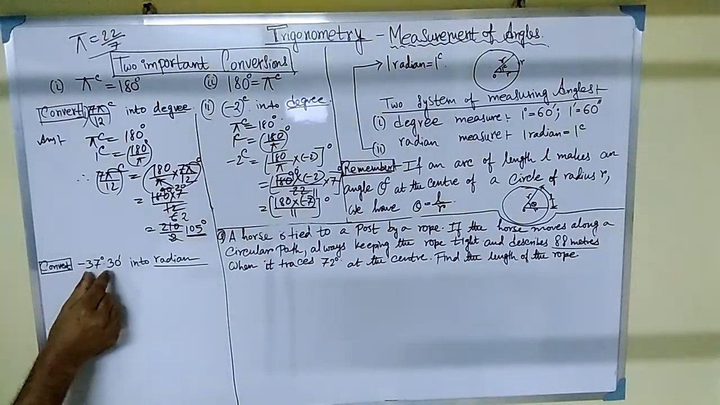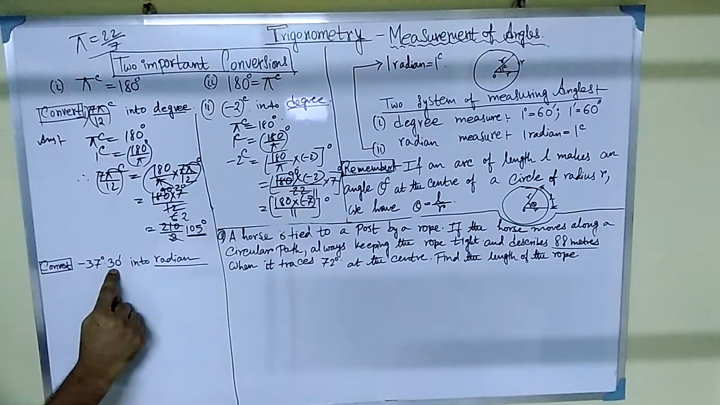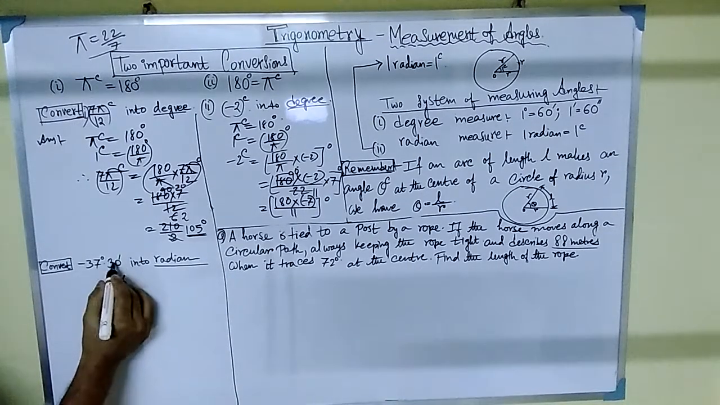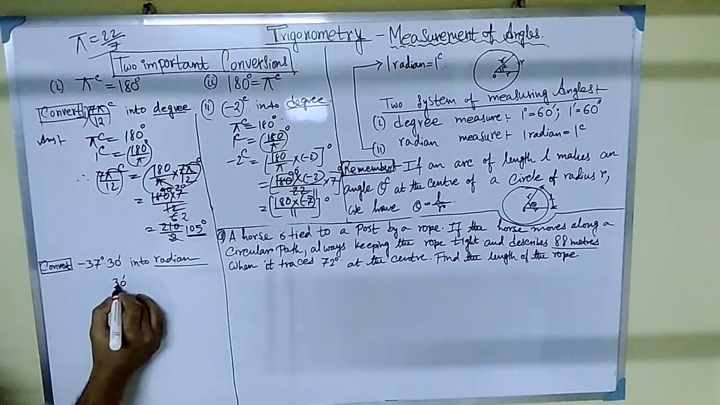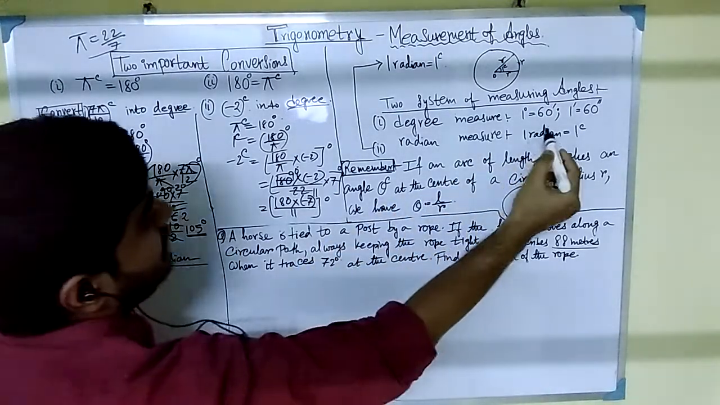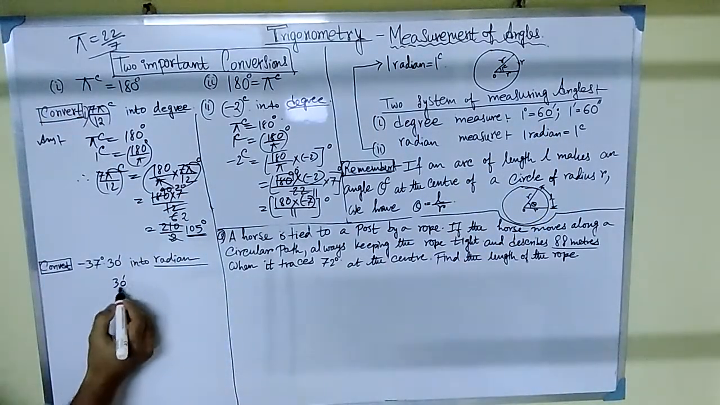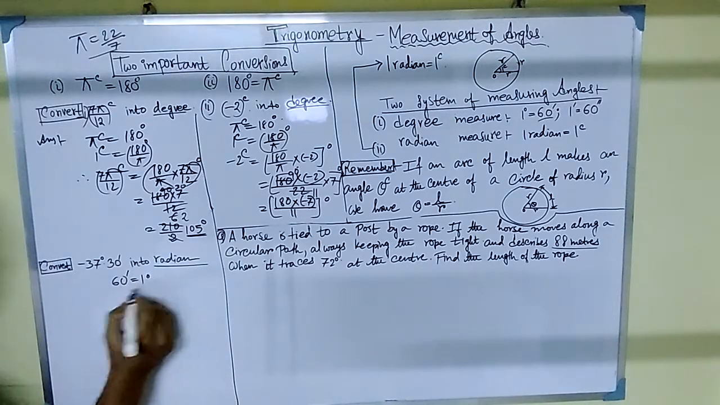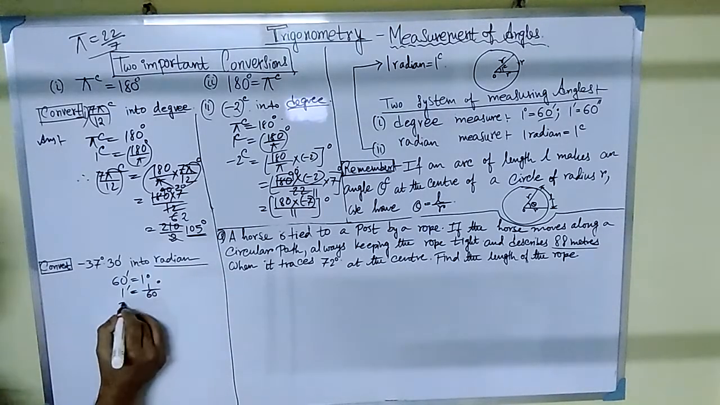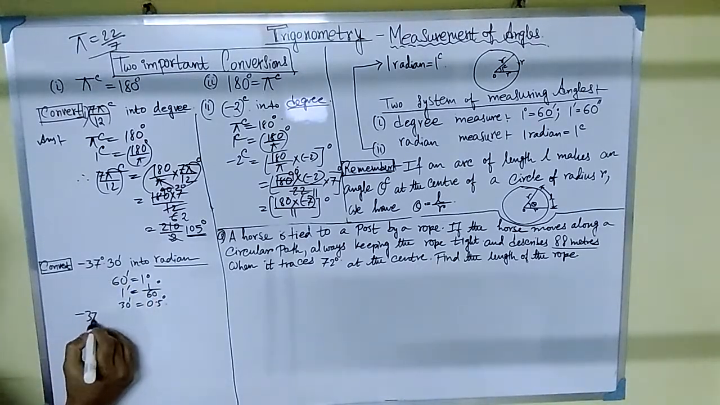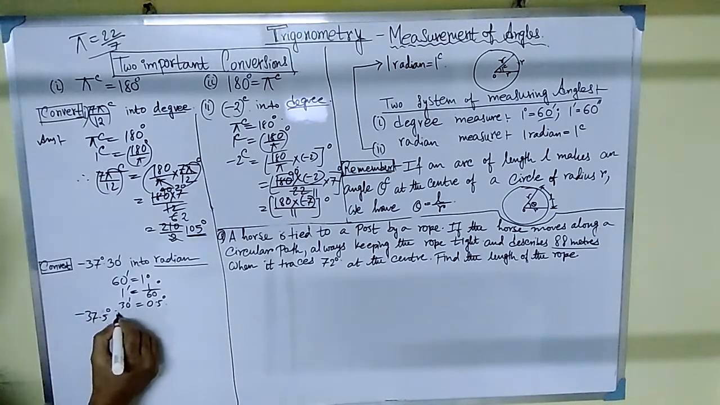Next we have minus 37 degree 30 minutes into radian. First we are going to convert this 30 minutes into degree. One thing we need to know, already I have said that 60 minutes is equal to 1 degree. That's why 30 minutes will be what? First we are going to write 60 minutes is 1 degree. 1 minute will be 1 by 60 degree. So 30 minutes will be 0.5 degree. Now this becomes minus 37.5 degree into radian.